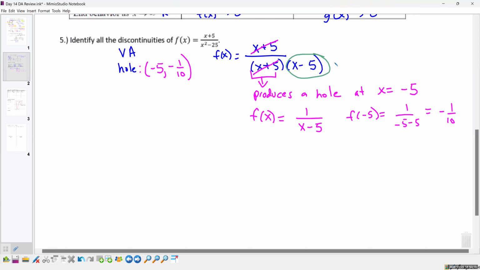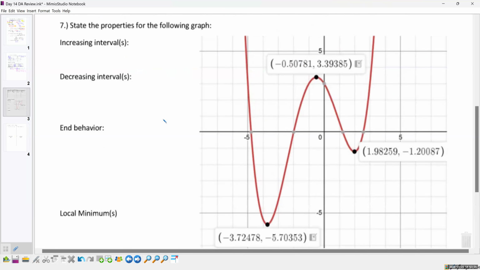Now, the factor that didn't cancel, the x minus 5, produces a vertical asymptote. So if I set that equal to 0, I get x equals 5 as the vertical asymptote. So those are my two discontinuities. I have a vertical asymptote at 5, and I have a hole at -5, -1/10.